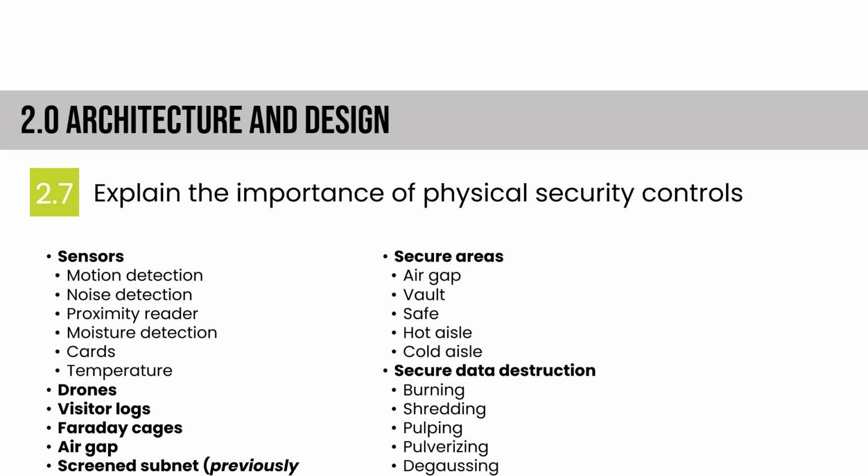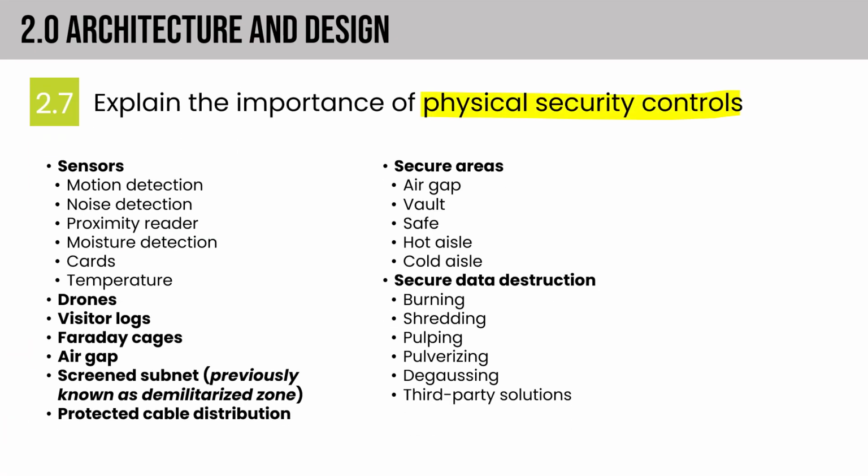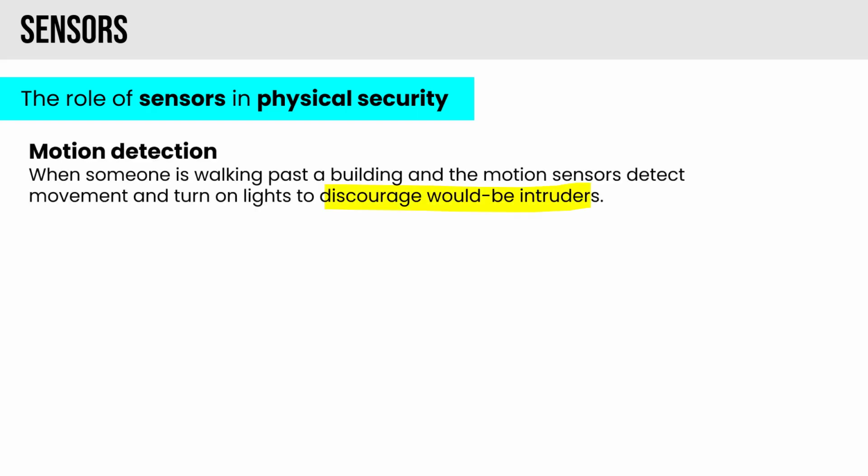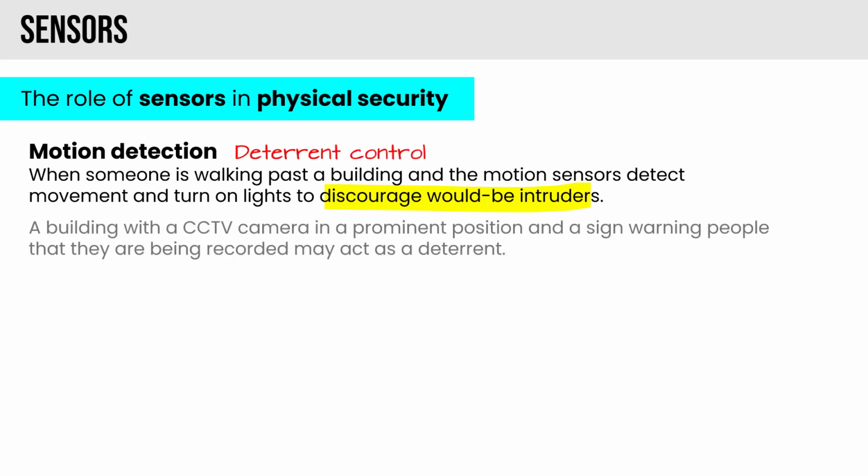So continuing with section 2.7, we're still talking about physical security controls. We're going to touch on sensors, secure areas, secure data destruction, and a few other important physical security controls. So let's start with the role of sensors in physical security. So we have motion detection. So when someone is walking past a building and the motion sensors detect movement and turn on lights to discourage would-be intruders. That's a deterrent control.